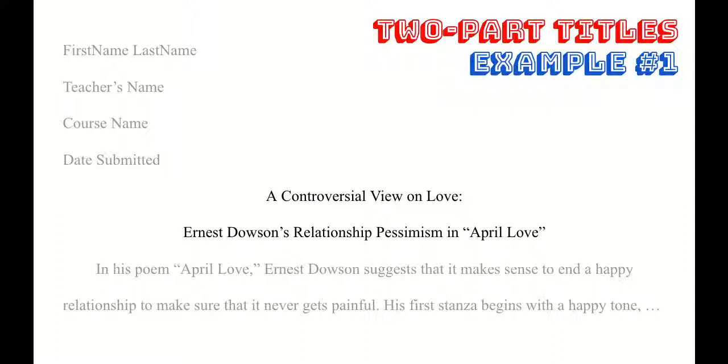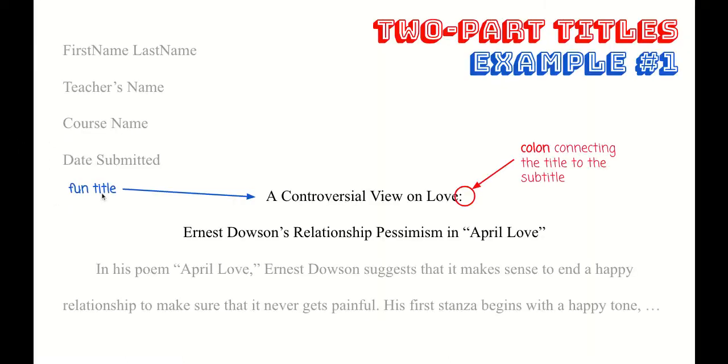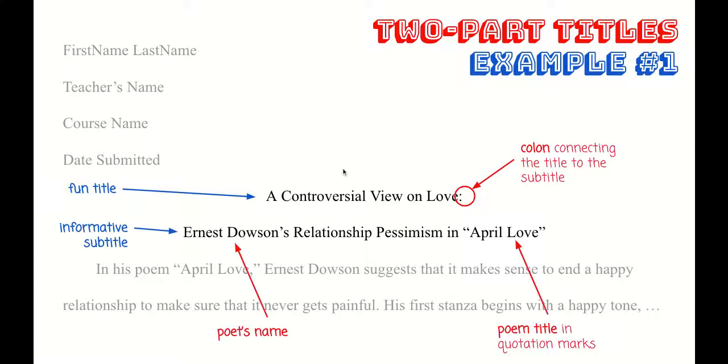And then if you have a subtitle, that's often a little bit longer and more informative and really tells readers exactly what they're getting into in reading your piece. So in my example that I have here, I have my fun title and the first line, "A Controversial View on Love," is trying to catch my reader's attention. And it's followed by a colon, which is going to serve as the transition from my title to my subtitle. And then my subtitle is more informative.